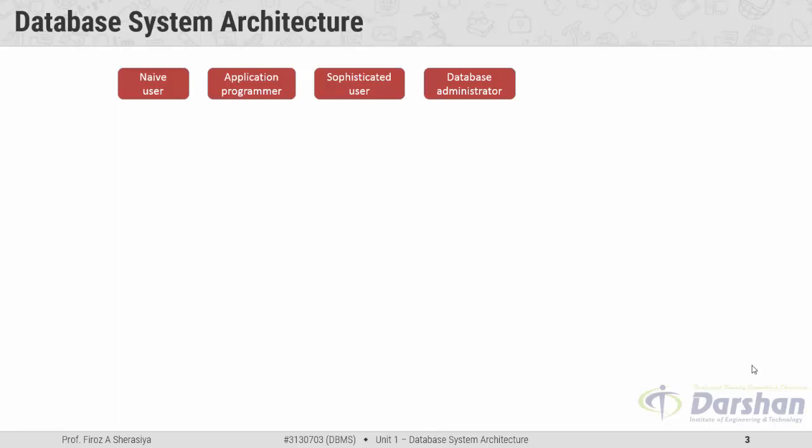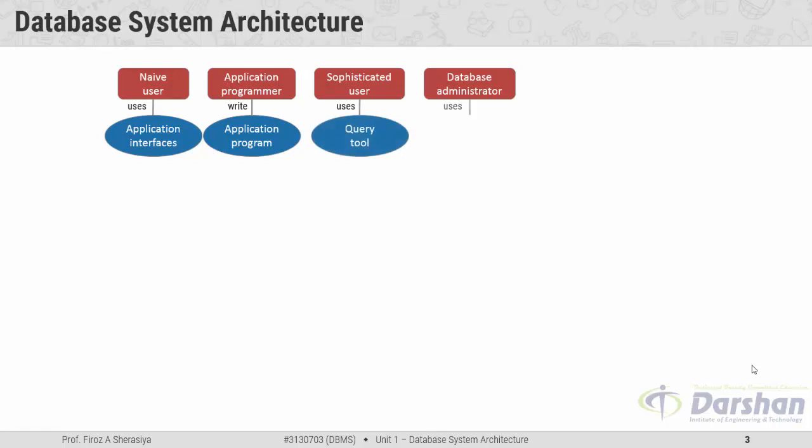We have already discussed in our previous video that there are 4 different types of database users. First one is naive user, second one is application programmer, third one is sophisticated user, and fourth one is database administrator. Now naive user will use application interface, or we can say naive user will use application program that is developed by application programmer. So the application programmer will write an application program which is used by naive user, and sophisticated user will use query tools, and database administrator will use administration tools.